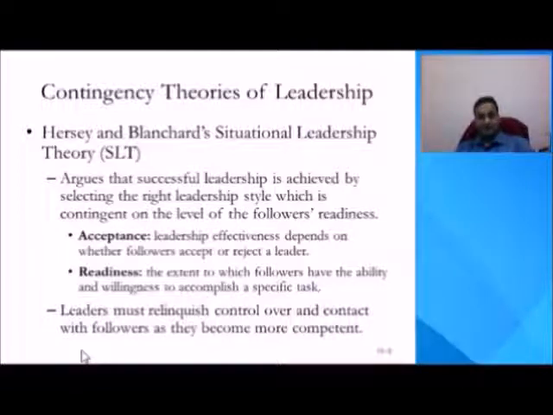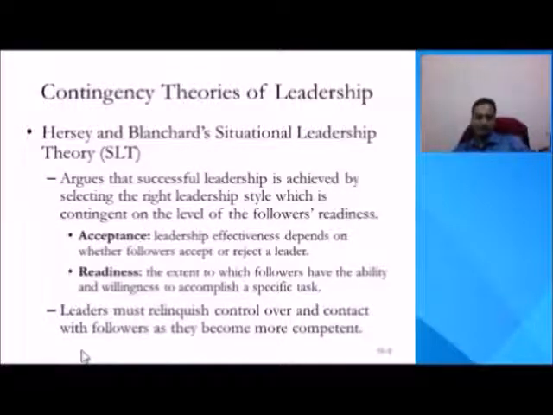Acceptance means, again, another factor. The leader should be accepted by the followers. So leadership effectiveness depends on whether the follower accepts or rejects a leader. So these are, again, more clarity that has come into the contingency factors or situational factors. This is something which is built on the earlier theories. It is not that it is totally different from trait theory or behavioral theory.